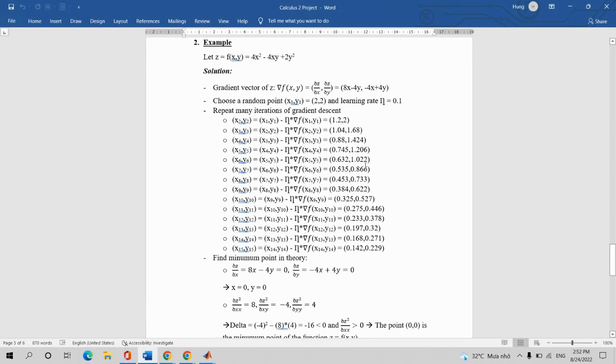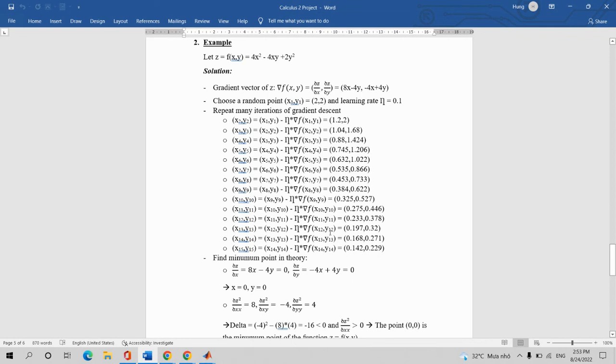We get the solution. The gradient vector of z, we get a function of f(x, y) equal to the partial derivative of z with respect to x and the partial derivative of z with respect to y, equal to 8x minus 4y and minus 4x plus 4y. Choose the random point x1 and y1 equal to the coordinate 2 and 2, and learning rate equal to 0.1. We repeat many iterations of gradient descent. As you can see below, we move on to find the minimum points in theory.